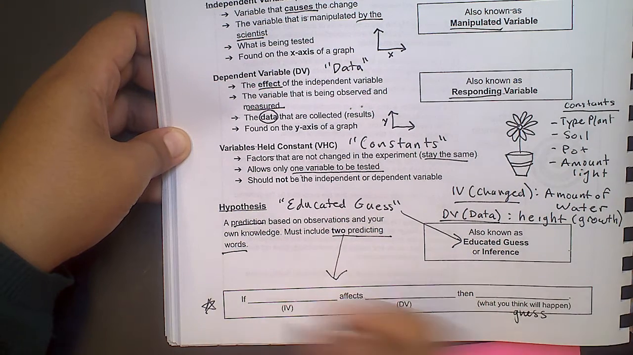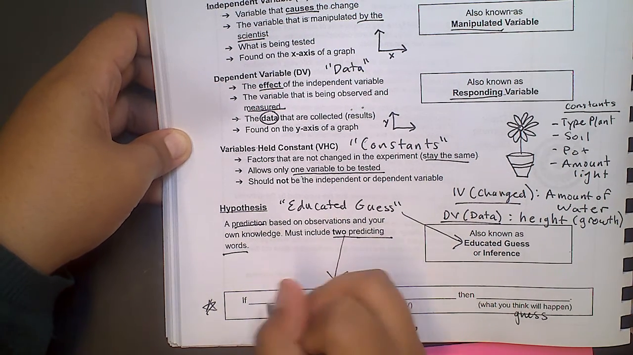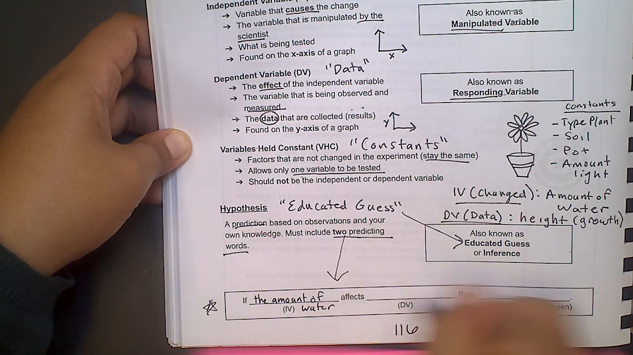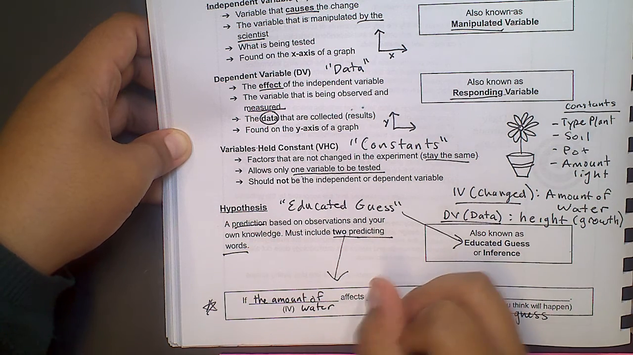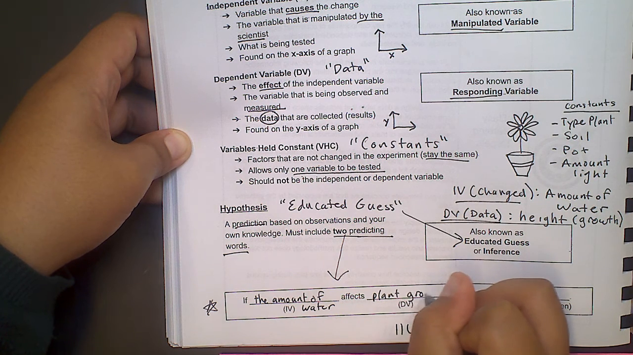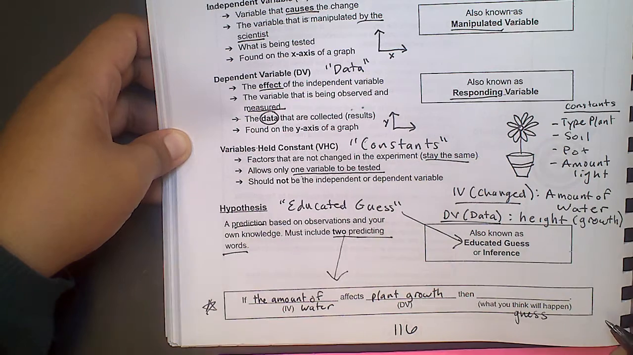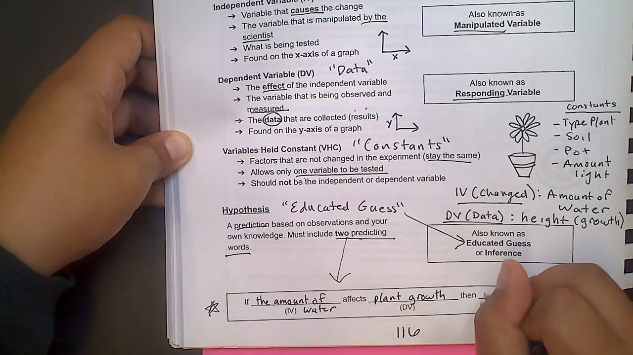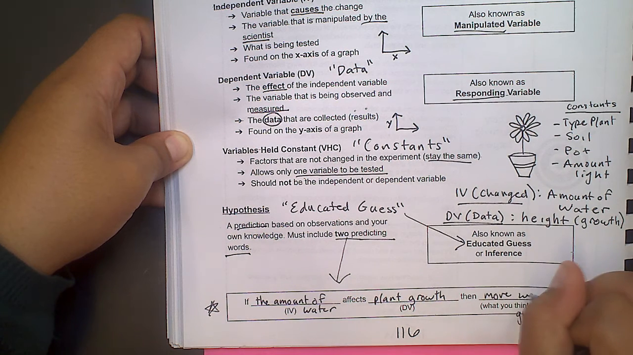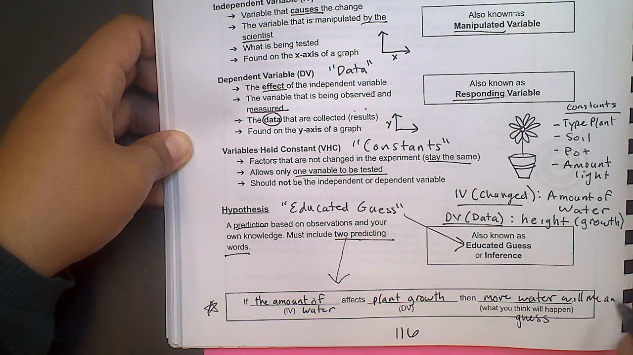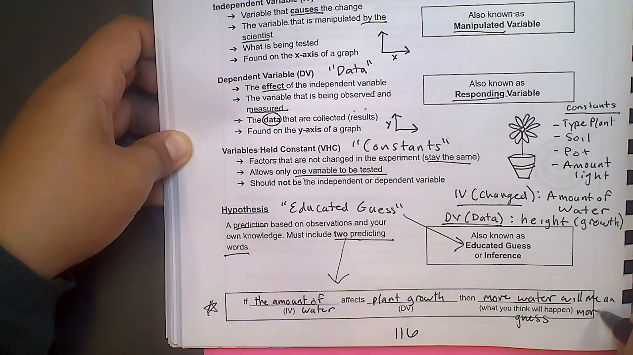Okay, so in the example I gave, if the amount of water affects plant growth, then whatever your prediction is. So I'm going to predict that then more water will mean more growth.